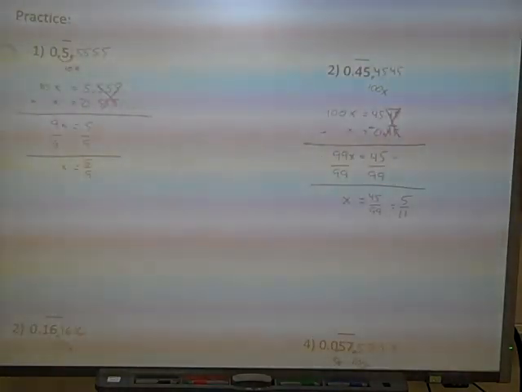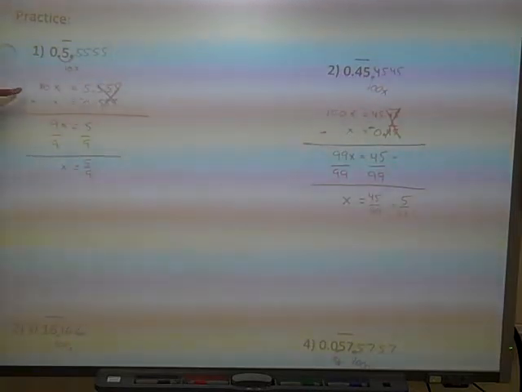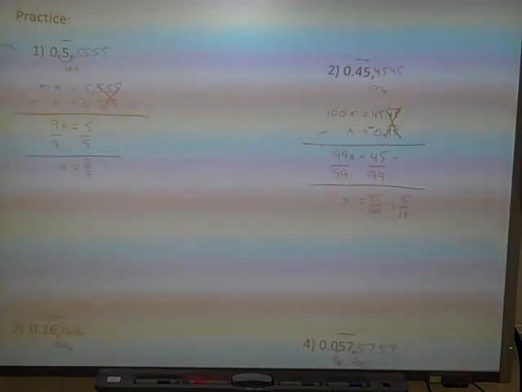Okay. The first problem you had to go ahead and do is 0.5 repeating. So you can go ahead and see if you keep repeating your 5 on. You're going to go ahead and do 10x minus x. Okay, that leaves 5 left over, and so you would do 5 over 9 would be your answer.